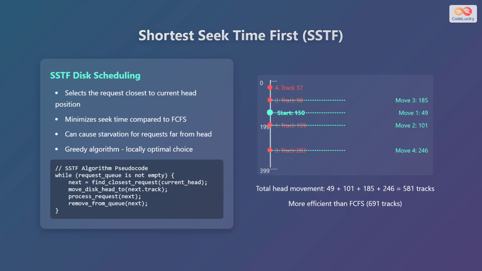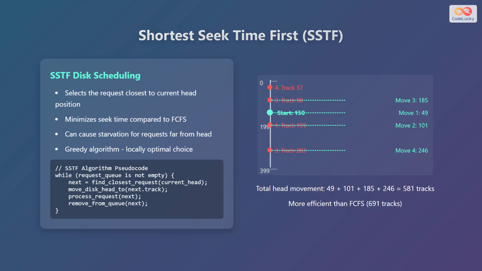Here is a pseudocode representation of the shortest seek time first algorithm. While the request queue is not empty, find the closest request to the current head position, move the disk head to the track specified in that request, process the request, and remove it from the queue. Here is an illustration. Our disk head starts at track 150. The requests are on tracks 98, 199, 283, and 37.